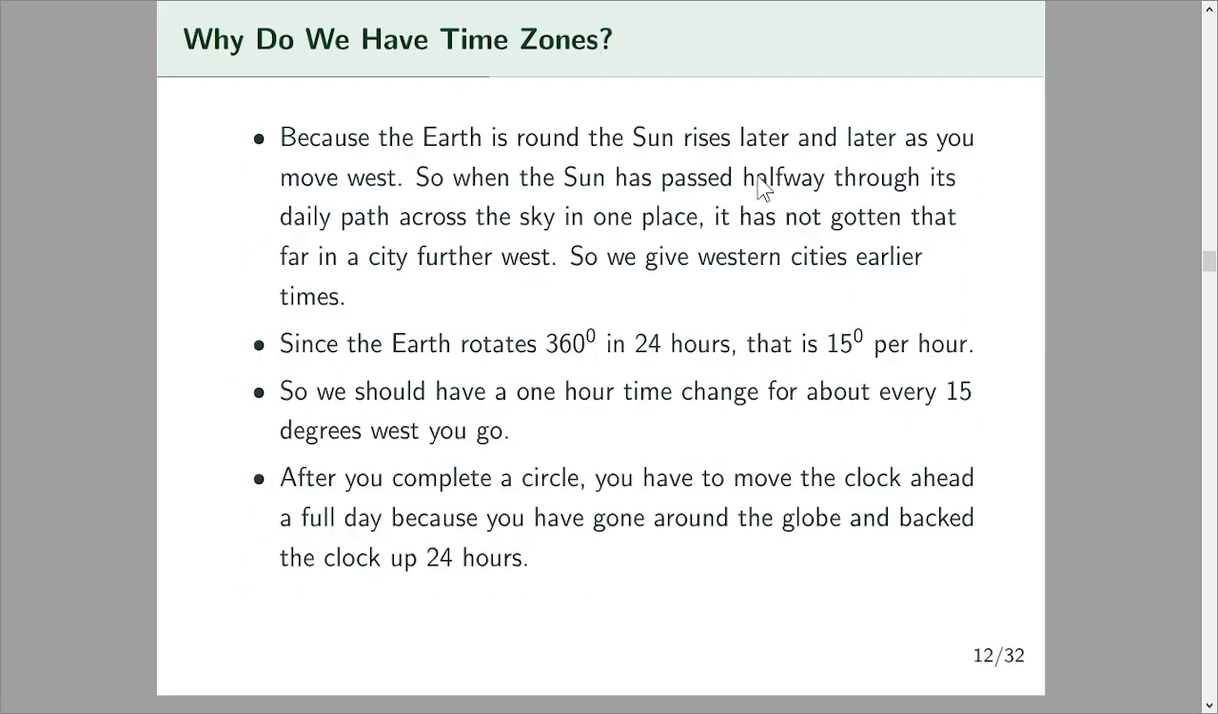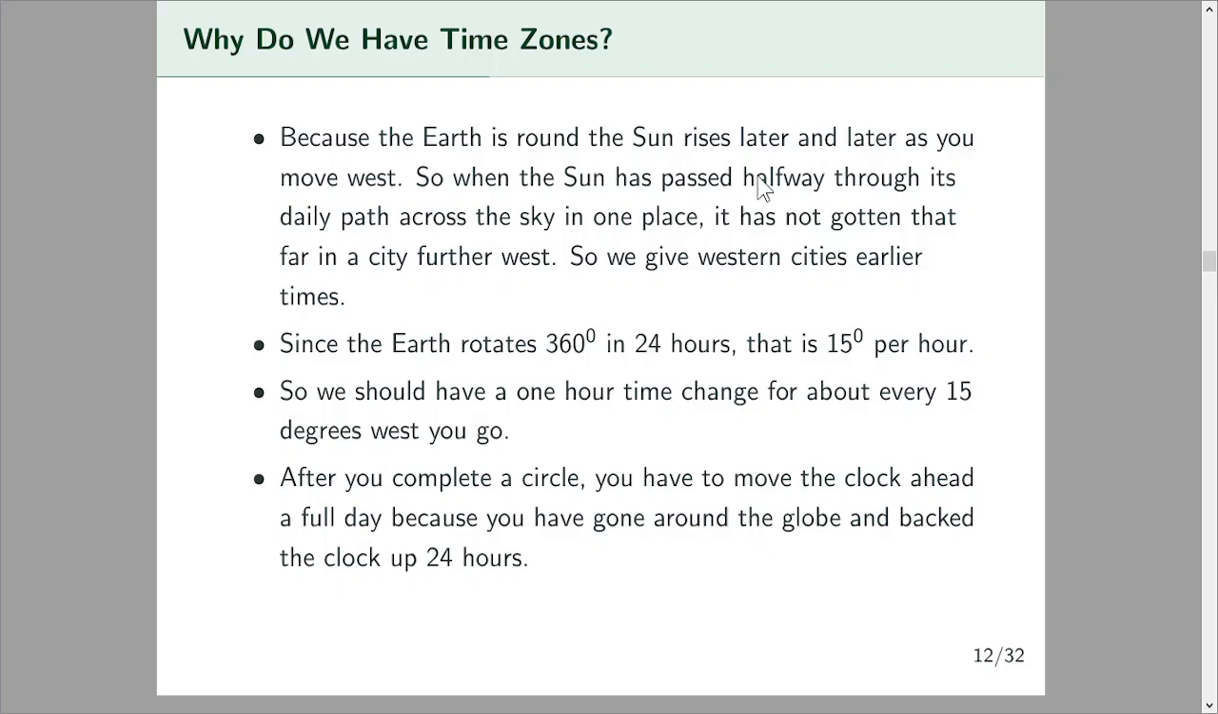Because the Earth is round, the sun rises later as you move west, right? If it's sunset right now, then the sun won't rise west of here, like in New Mexico, maybe for another hour or something like that. Actually, more like California. But anyway, you get the idea, right?